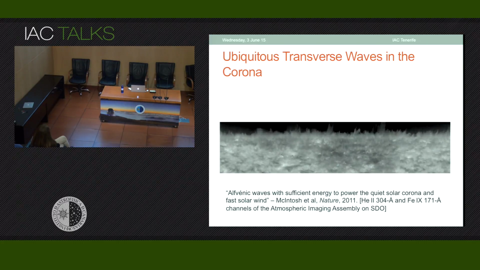Now, according to McIntosh et al. in 2011, there's actually sufficient energy here to power the quiet solar corona and the fast solar wind. So potentially these waves that are magnetic in nature in the corona can be important for the global structure of the outer atmosphere.